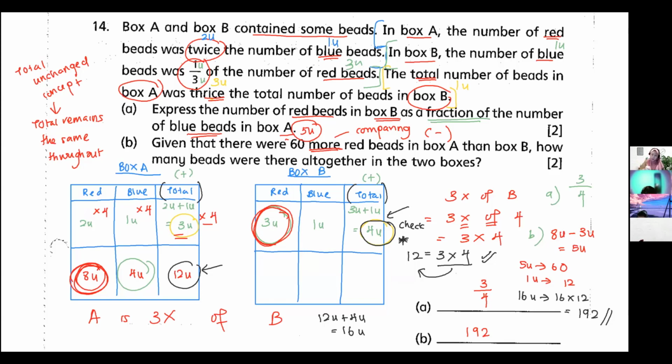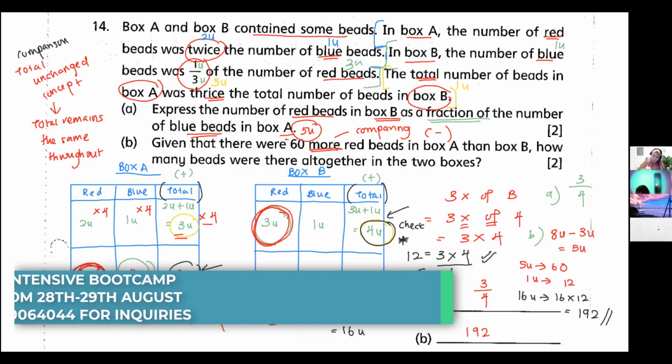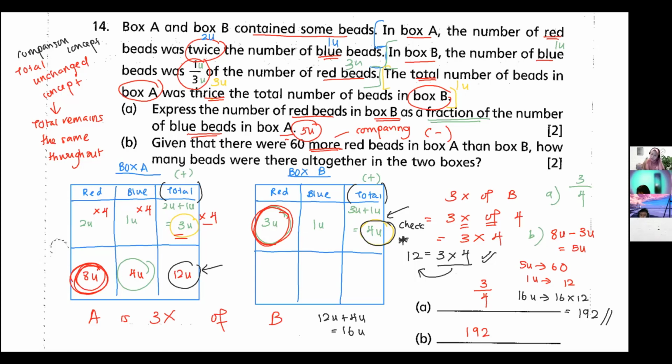Okay, so you can take it as total unchanged, or you can also take it as comparison concept, because actually there's a lot of comparison in this question from the first line, second line, third line, and then the last line also, the 14b. Also, they mentioned about comparison. Okay, so can you copy down this one first?